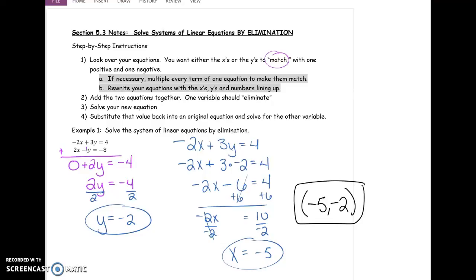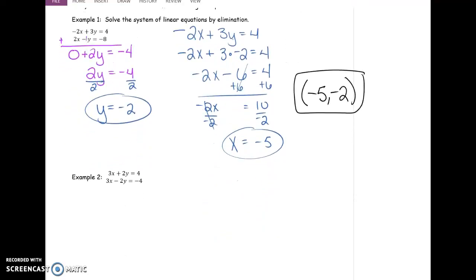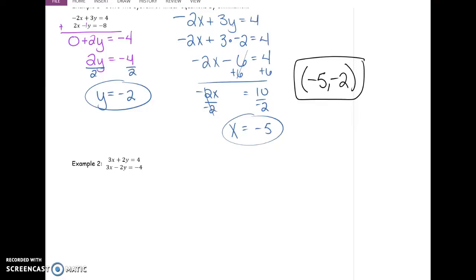Okay, let's try another one. First step, look through your equations, see if you have a positive-negative match. So we have positive 3x, positive 3x. It's a match, but it's not positive-negative. Positive 2y, negative 2y. There's our match. And if you want to highlight so you can see where that match is and see where things should eliminate, that would be great. So because they match, draw a line underneath. We're going to add these two equations together.